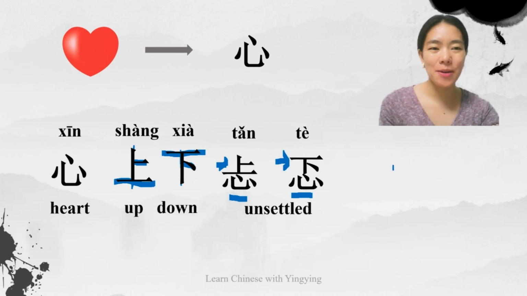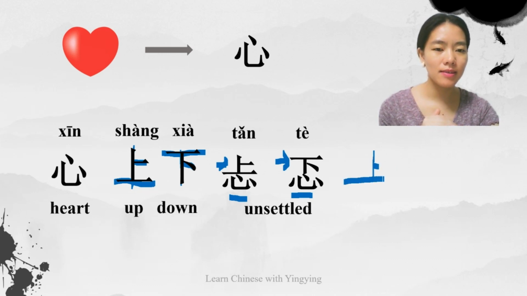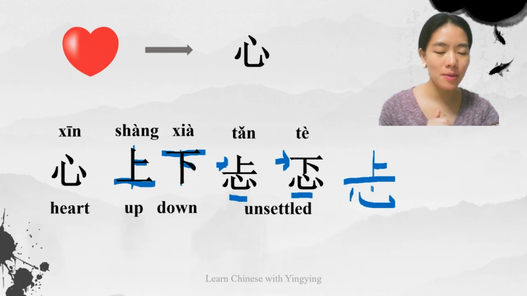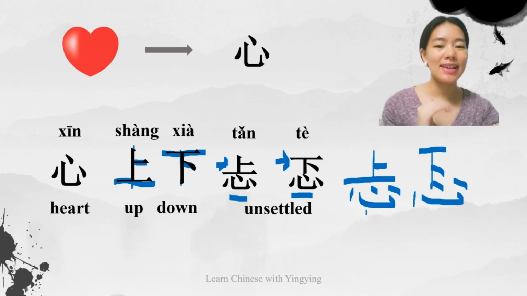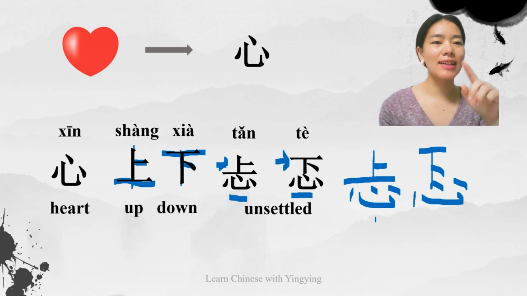Okay, let's write them together. The top of it is 上. Okay, this is too short, so let's make it a little bit longer. And the heart below it. And this word is 下. And the heart below it. This means unsettled. And the pronunciation of it is 忐忑.